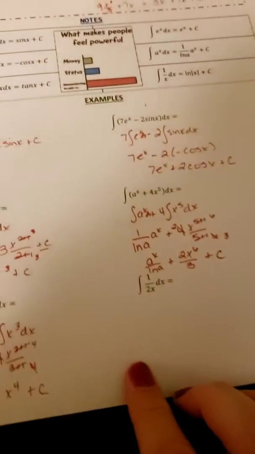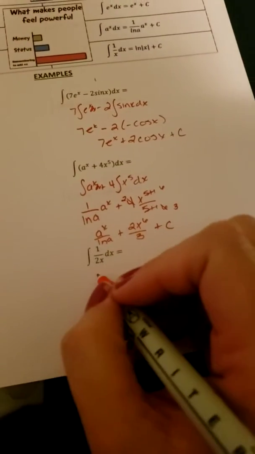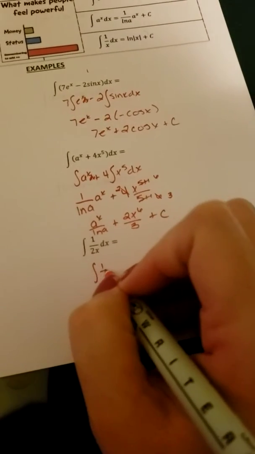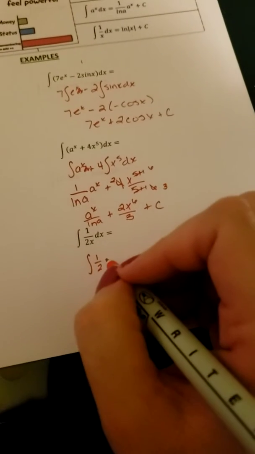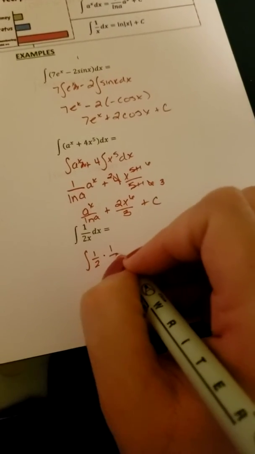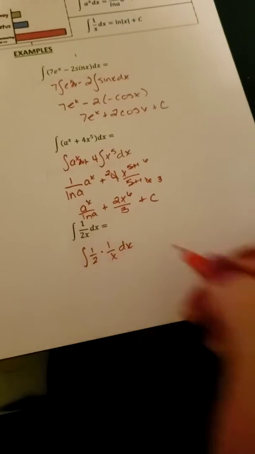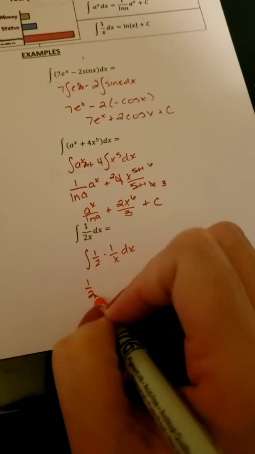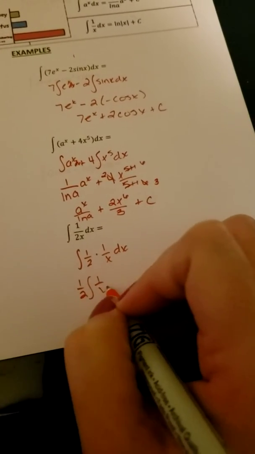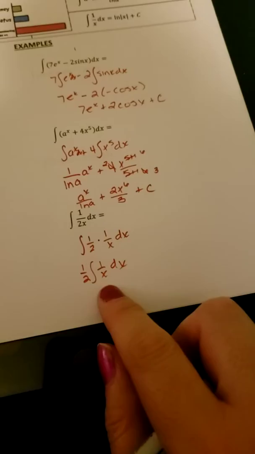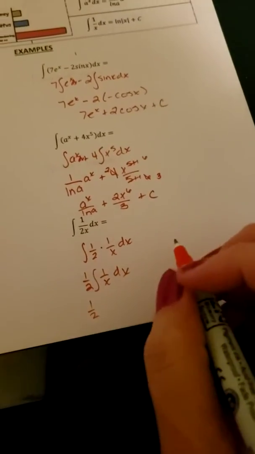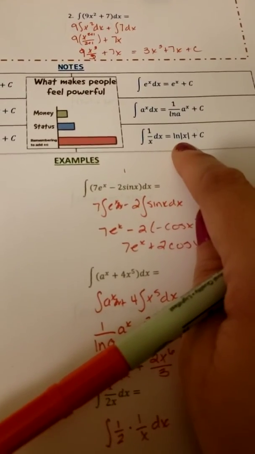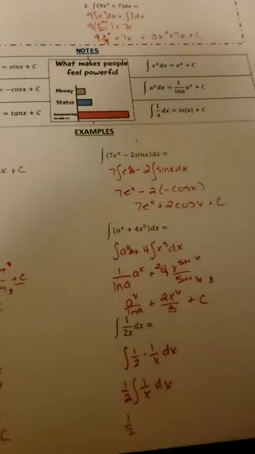And then my last problem down here is 1 over 2x. I'm going to break that up first into a coefficient and then my 1 over x dx. So now I can pull my coefficient of 1/2 out to the front. So what that gives me is 1/2, and then the integral of 1 over x dx is the natural log of the absolute value of x.